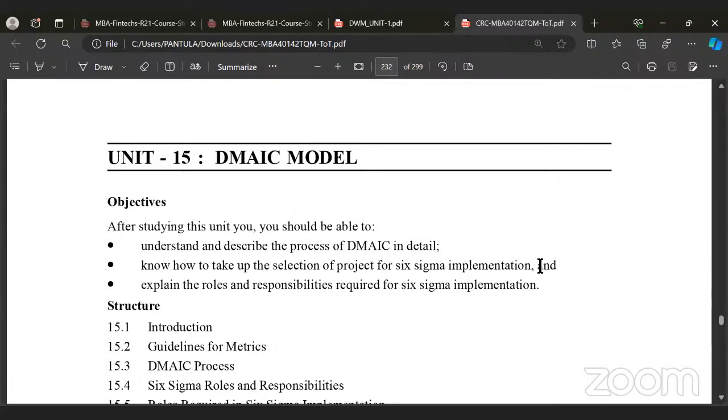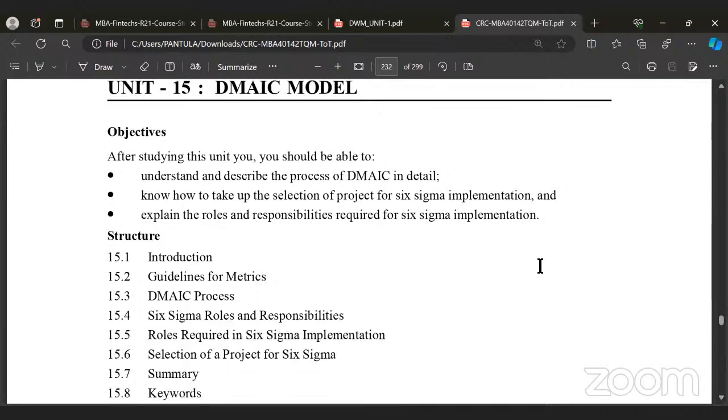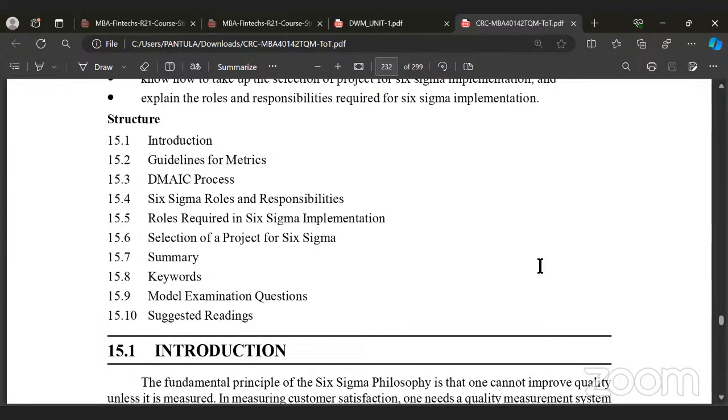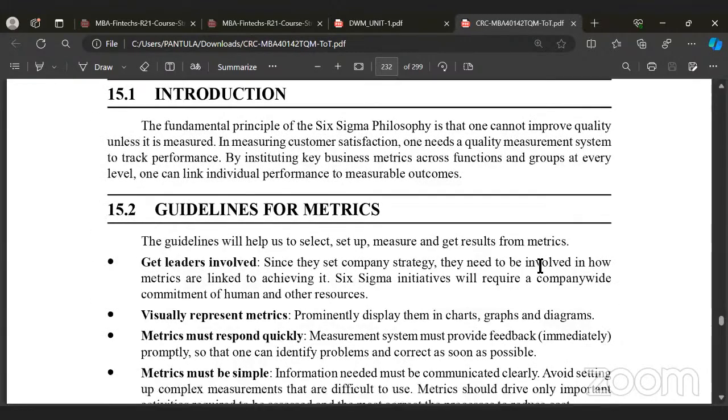Next unit is DMAIC. This time I'm moving a little bit fast. If you have any questions, you can stop me and say you don't understand this concept, and I will explain it. DMAIC we already discussed in an earlier chapter. There are metrics, process, Six Sigma roles and responsibilities, roles required for Six Sigma implementation, selection of project, and then guidelines for DMAIC.